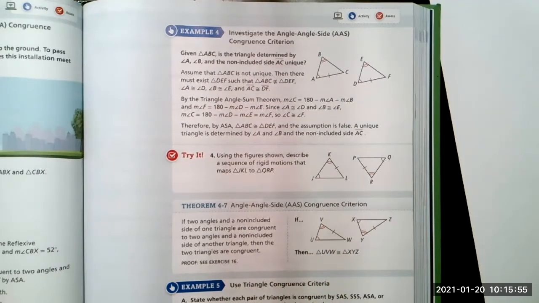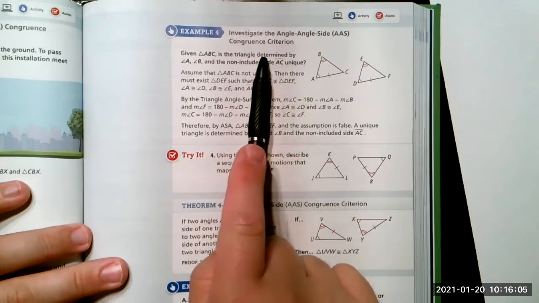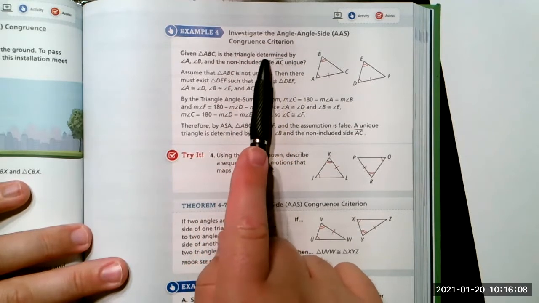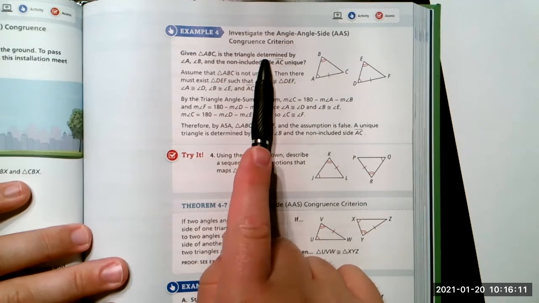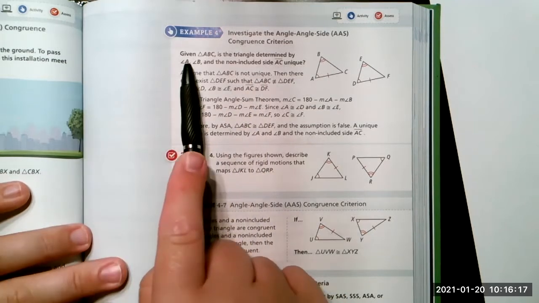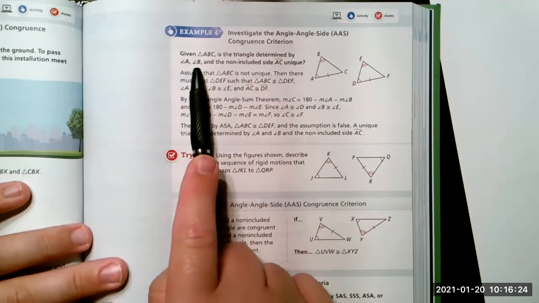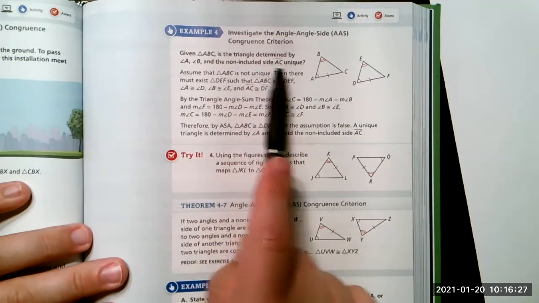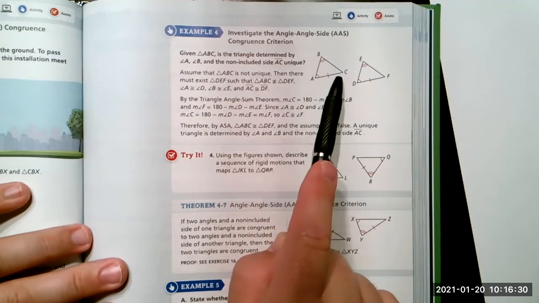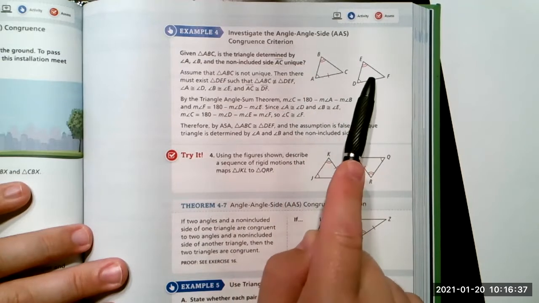So after taking a look at this problem, again, some of the wording can be a little bit confusing, like given triangle ABC, is the triangle determined by? So determined is kind of a unique word. It doesn't really make sense. It's almost like you'd think there's a typo. But I'll put in language that kind of makes sense here in just a second. So given triangle ABC, is the triangle determined by angle A, angle B, and the non-included side AC unique? So what they're saying is, is ABC unique compared to DEF, or are they the same? So are they different triangles or are they the same triangle?